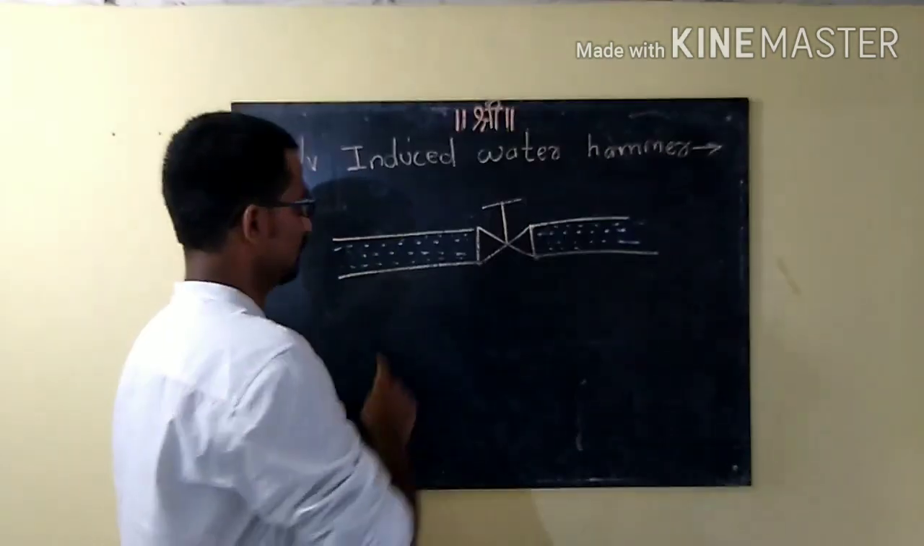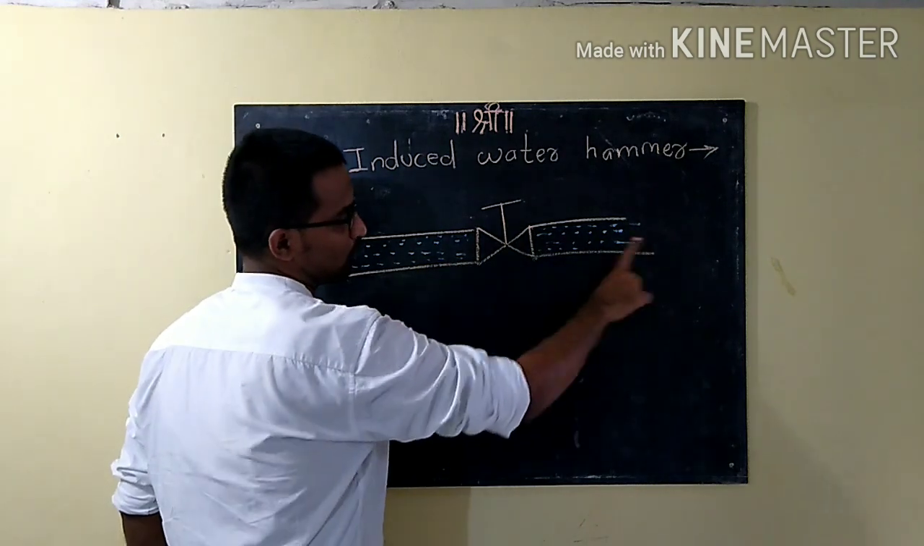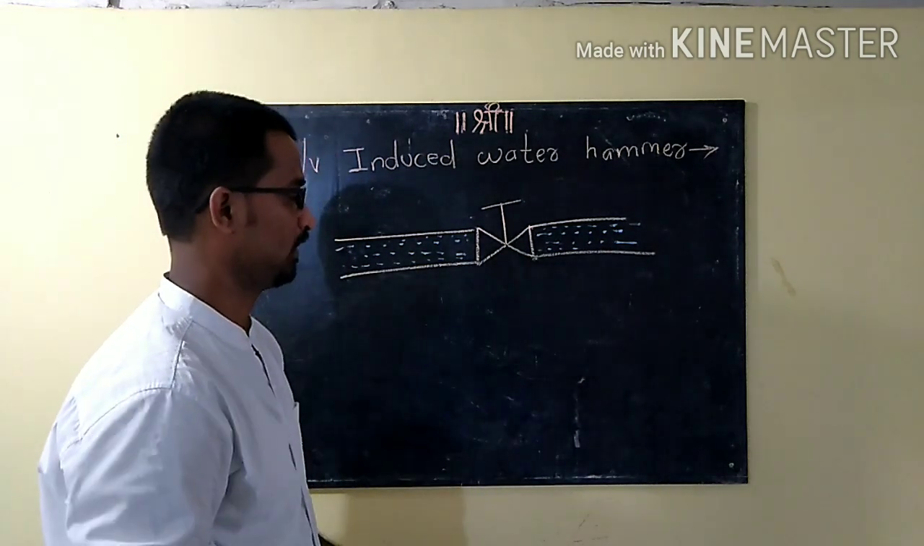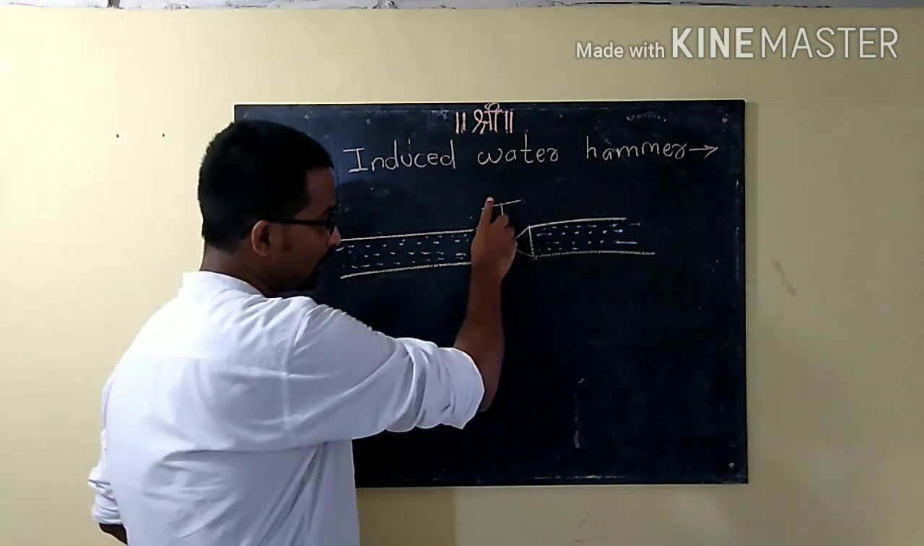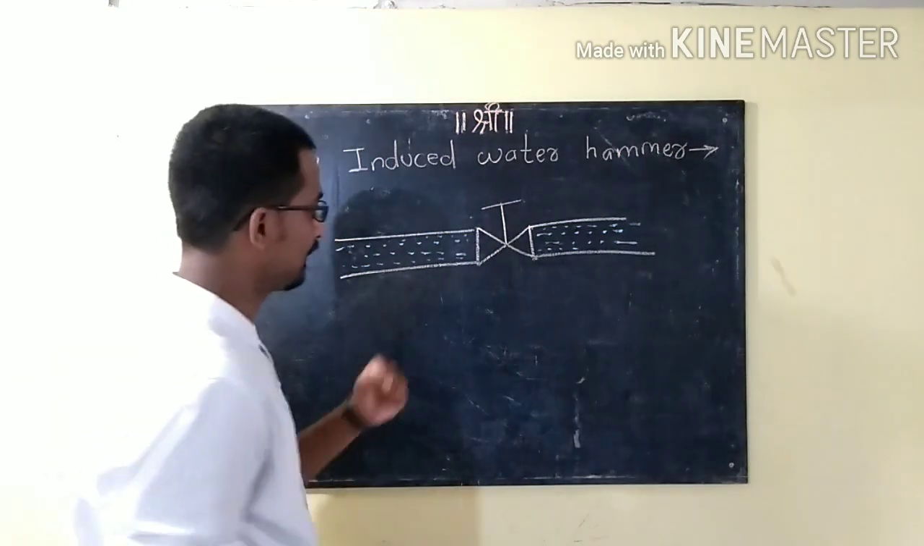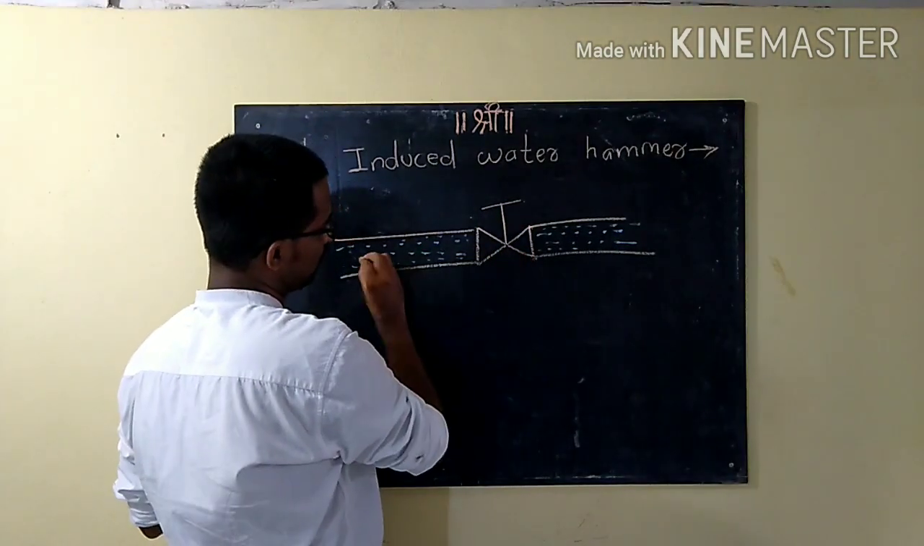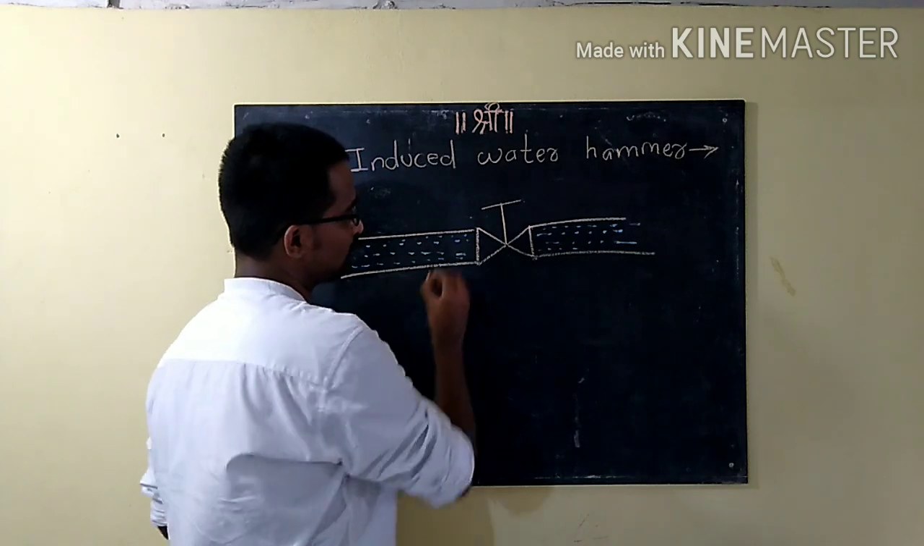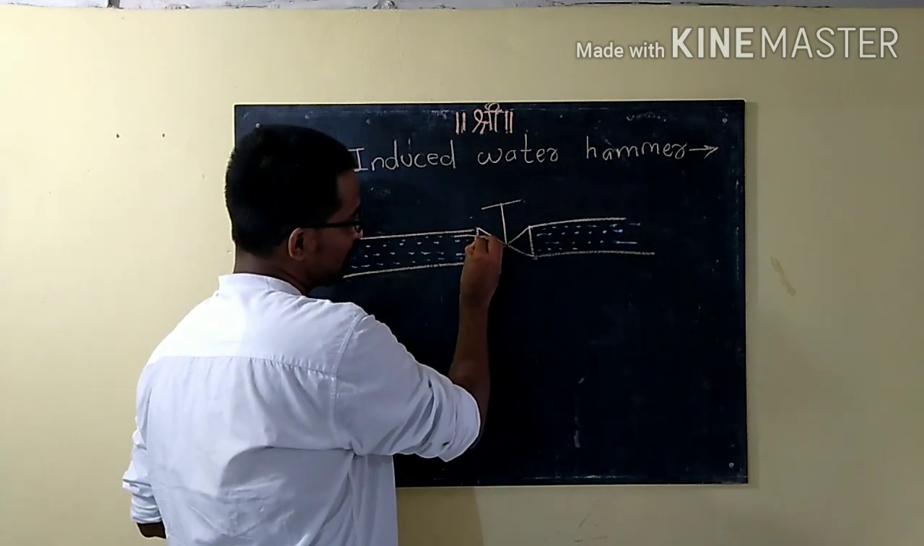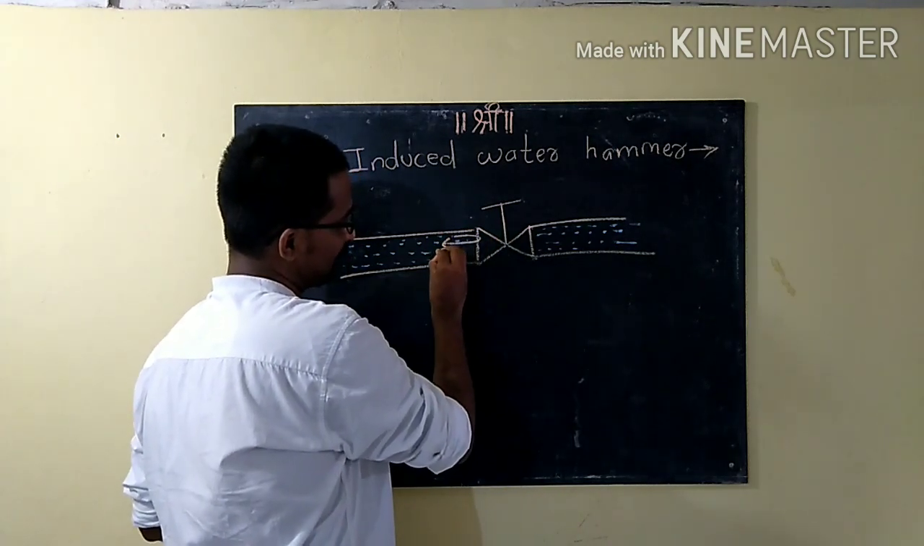So what happens? This is the line, the water is flowing from here to here, this valve is open, and when you suddenly close this valve, the water which is coming will exert a force and pressure waves will be created like this.